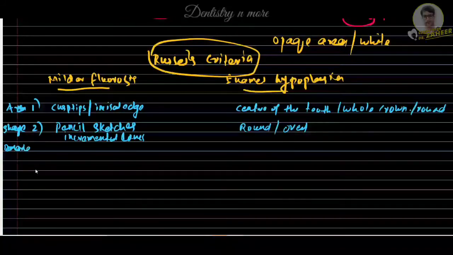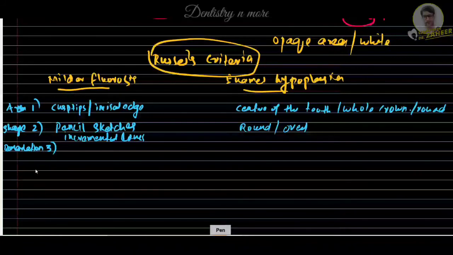How it is demarcated from the surrounding normal enamel, that is the third one. In fluorosis, we just cannot make out the demarcation. It shades off imperceptibly into the surrounding normal enamel. It just merges imperceptibly with the surrounding enamel. You can't make out which is the border.